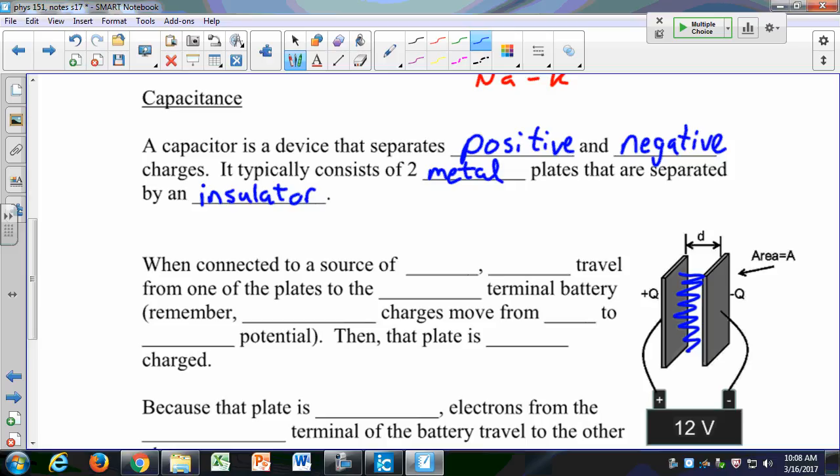When it's connected to a source of potential difference, or delta V, electrons travel from one of the plates to the positive terminal of the battery. Remember that negative charges move from low to high potential. And then that plate is positively charged.